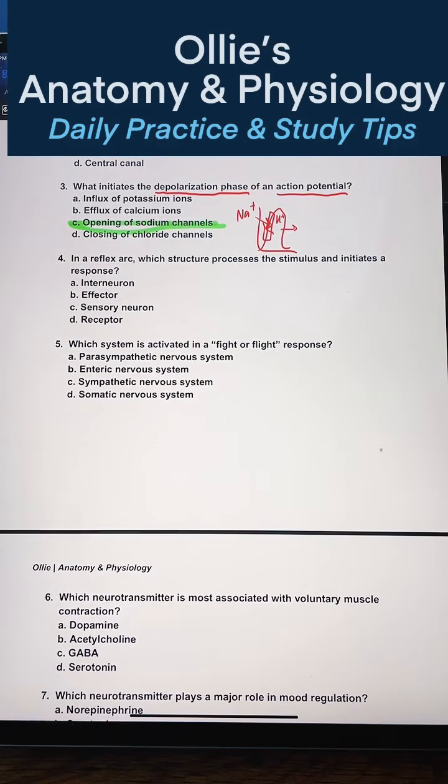Number 4, in a reflex arc, which structure processes the stimulus and initiates a response?